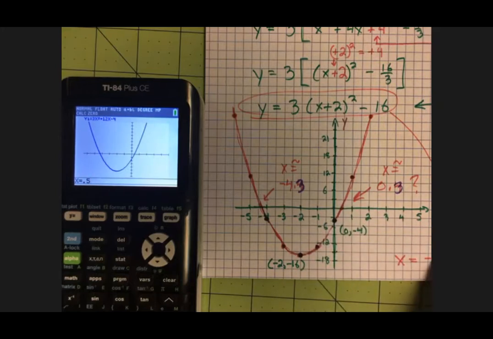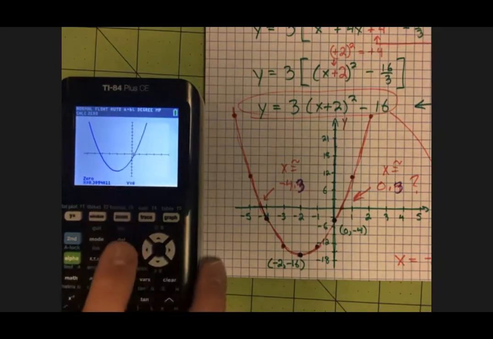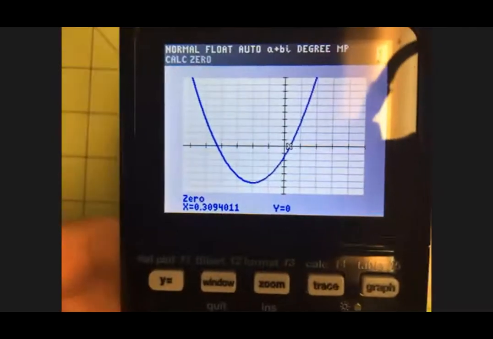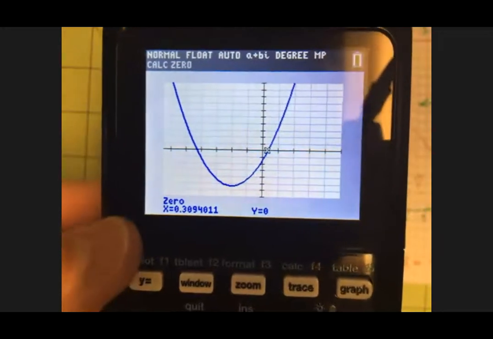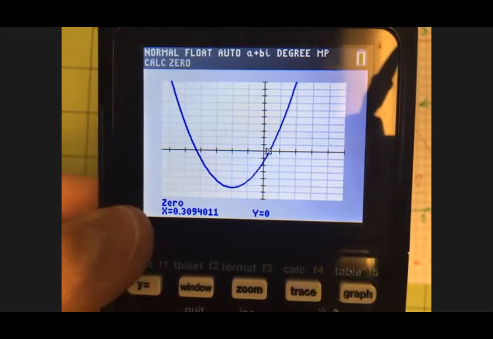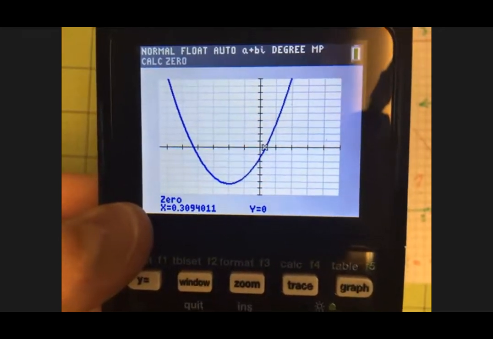Remember, we know the answer is 0.309 and change. And the calculator confirms it. I forget that this calculator types tiny, so I want you to get the close up of that. 0.309 is where this crosses the x-axis. And the same way on the other side.